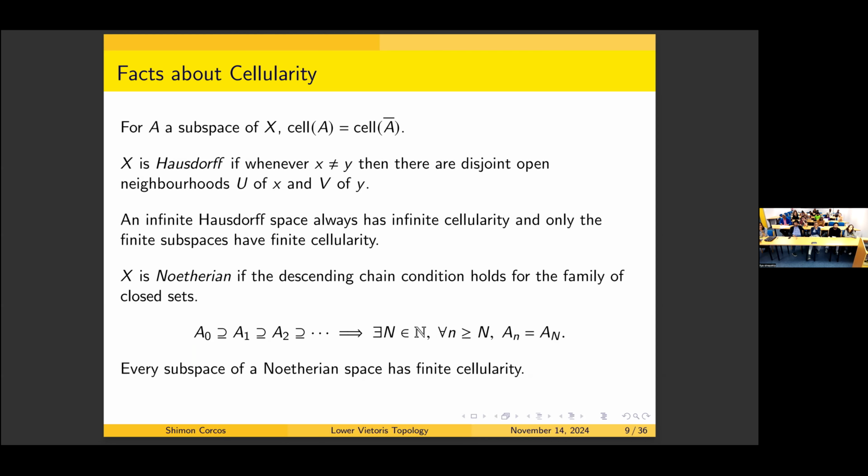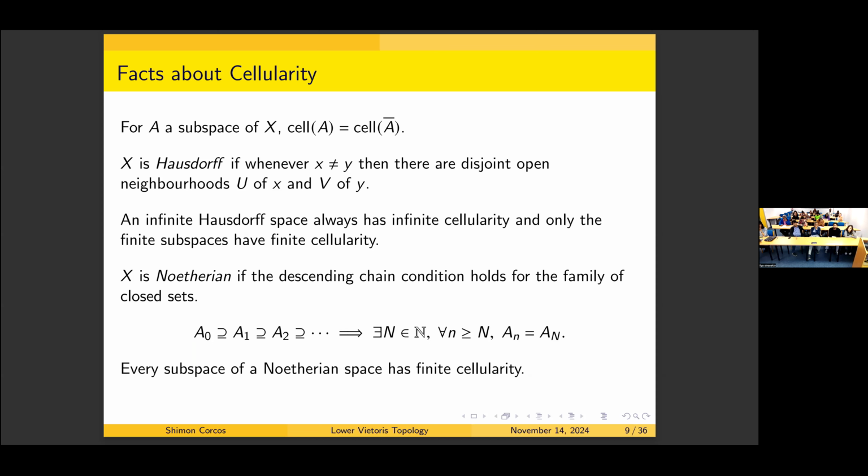Many of the papers I've read in the literature assume that the cellularity is infinite, which is a reasonable assumption because if you have an infinite Hausdorff space, that always has infinite cellularity. We say that the space is Hausdorff when distinct points have disjoint open neighborhoods. The only subspaces of a Hausdorff space that have finite cellularity are the finite subspaces.